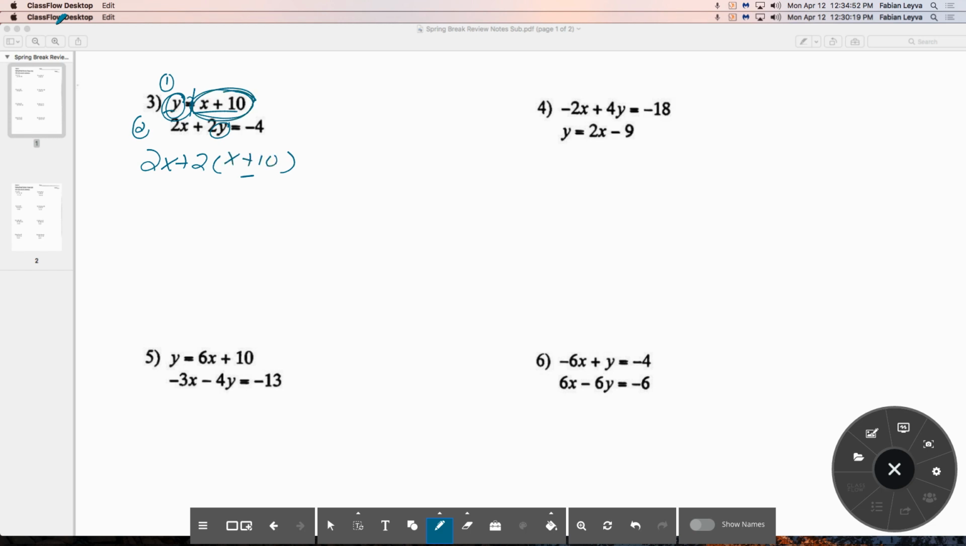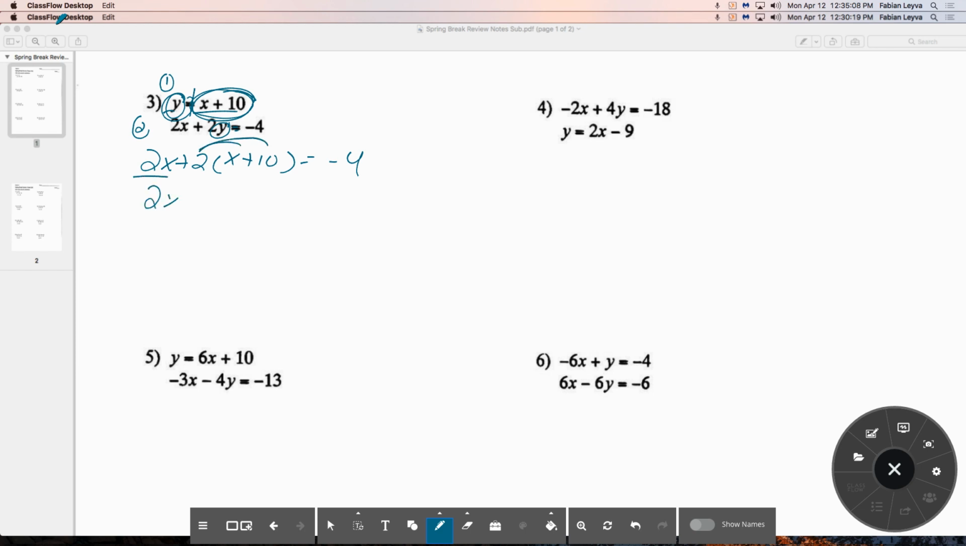X plus 10. Now notice that this is still all equal to a negative 4, so here is my equals negative 4. And now all I've got to do is solve this equation. So let's ask ourselves, okay, what's my first step? Is there any parentheses? Yeah, so let's get rid of those parentheses by distributing the coefficient.